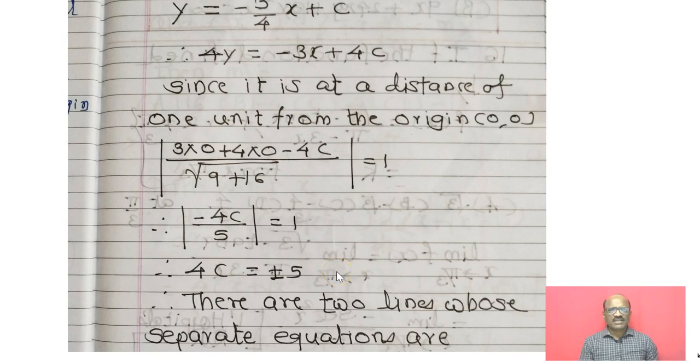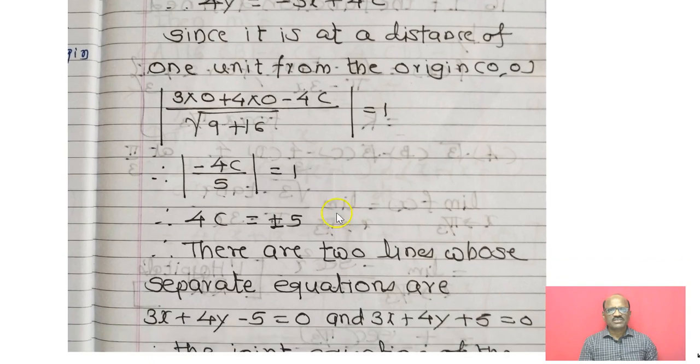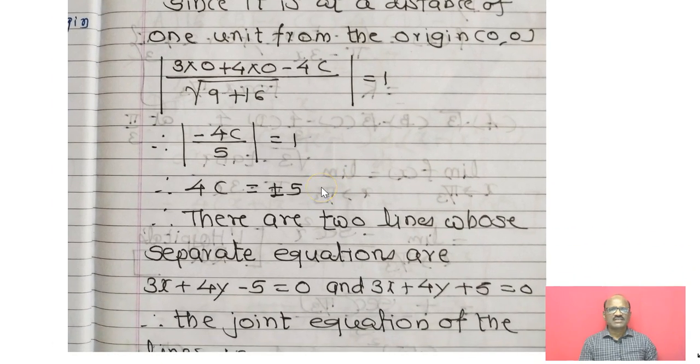And that is the value. There are two lines whose separate equations we can write like this. The value of 4c equals plus or minus 5. That is 3x plus 4y minus 5 equals 0. And the second line is 3x plus 4y, with the value of 4c again plus 5, that is equals to 0.